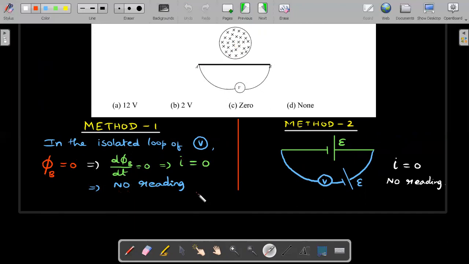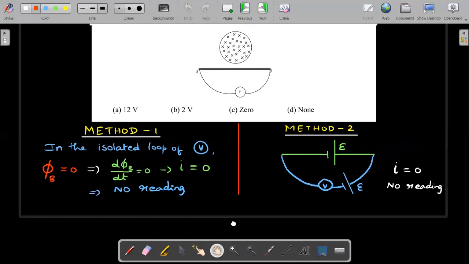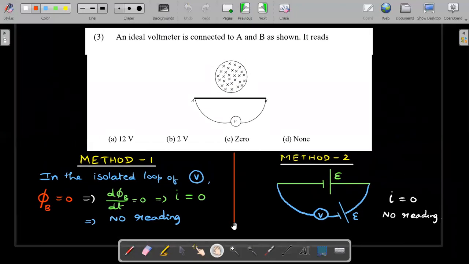Okay, simple. If current doesn't flow, then the voltmeter won't read anything. Current has to at least tend to 0 in an ideal voltmeter. Tending to 0, equal to 0, or different, that itself should tell you that it is 0.